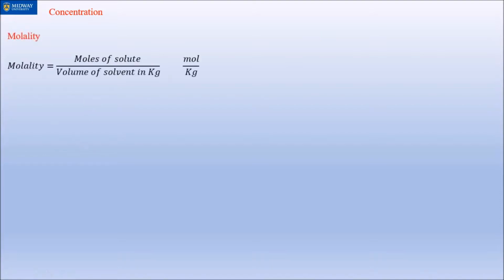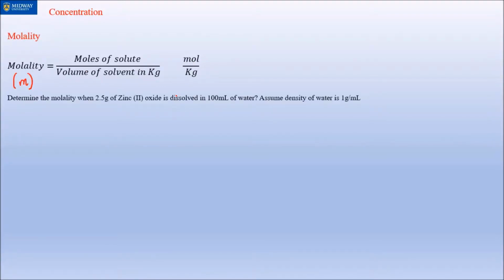Molality is moles of solute over mass of solvent in kilograms, all right? So our units for molality are moles over kilogram, and molality is indicated by a lowercase m. If you remember, molarity is uppercase M, which is moles over liter. Molality is lowercase m, which is moles over kilograms, all right? So here's the problem. Determine the molality.